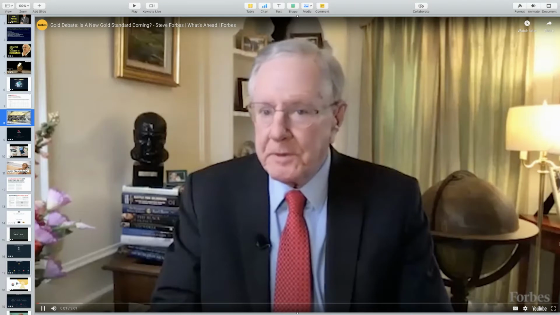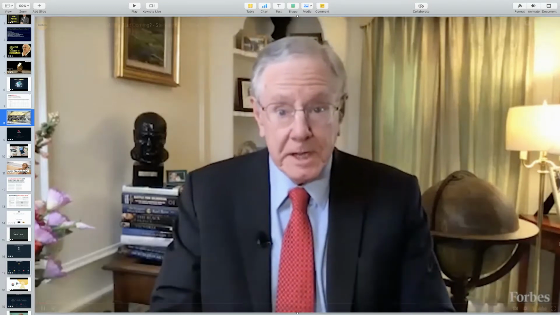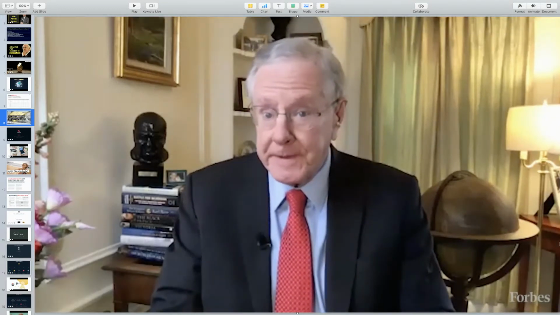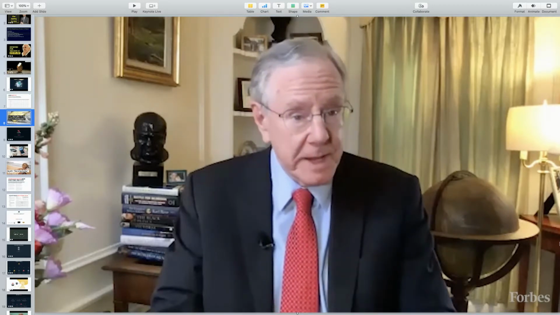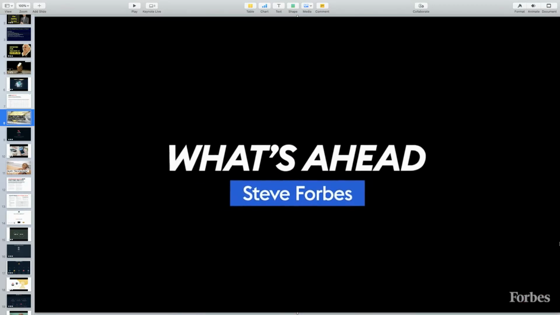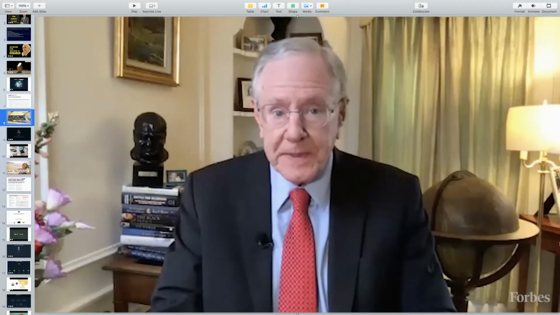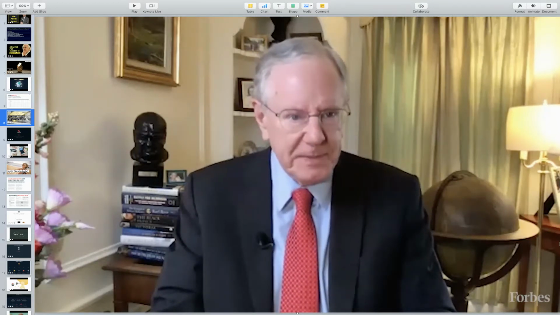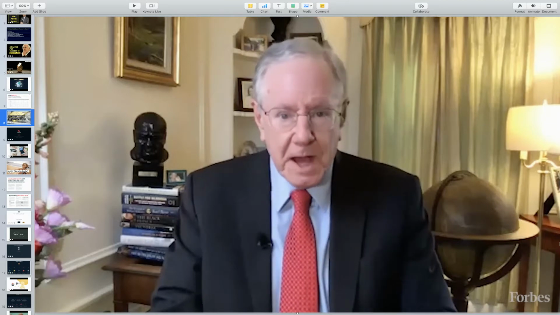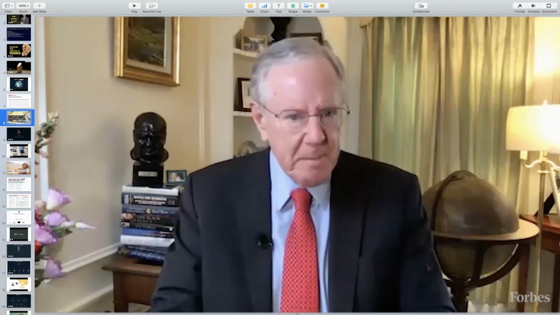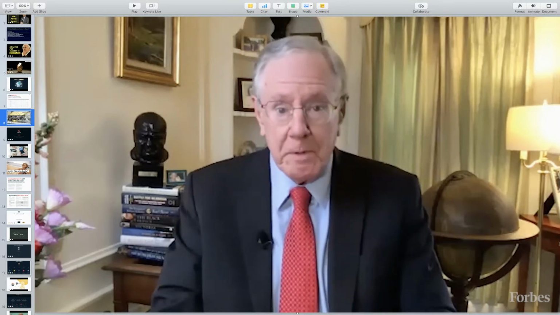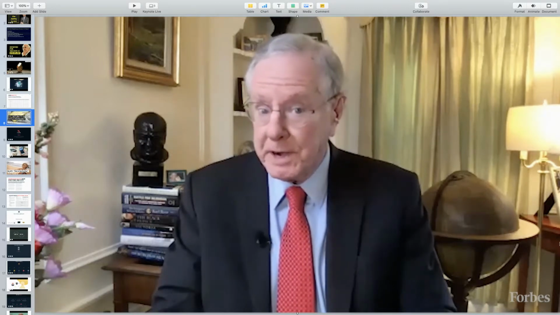A new gold standard for the dollar? It's coming, and when it does, it'll be good news for your cost of living and a more prosperous economy. I'm Steve Forbes, and this is What's Ahead, where you get the insights you need to help navigate this turbulent world. The dollar and the rising price of gold are not campaign issues this year, but they will be by the next election in 2024.